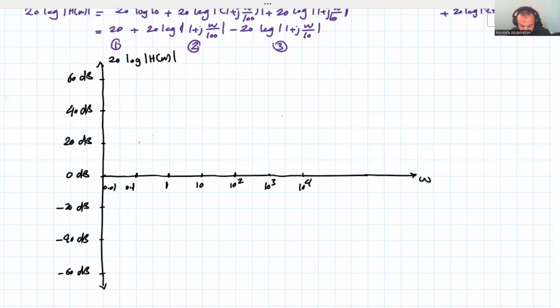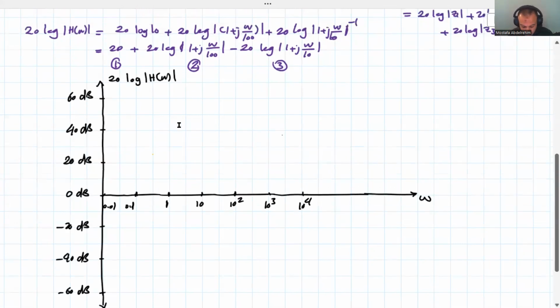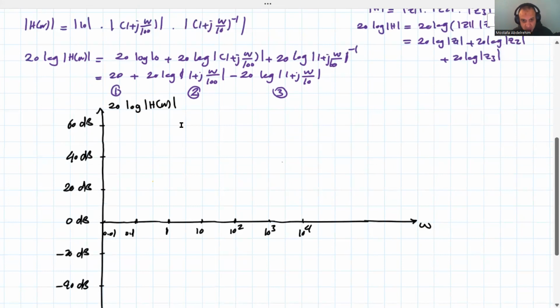Now, let's draw number 1 with the yellow line. This is the easiest one. It's 20, so 20 dB basically. So at 20, we're going to draw a straight line like that. That's number 1. Now let's draw number 2.